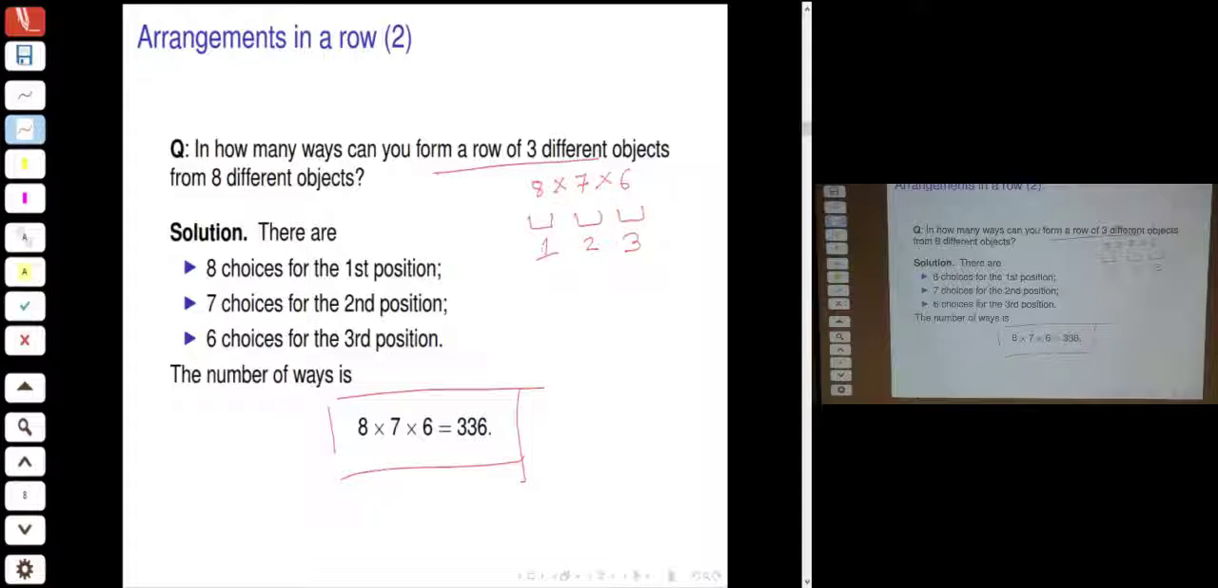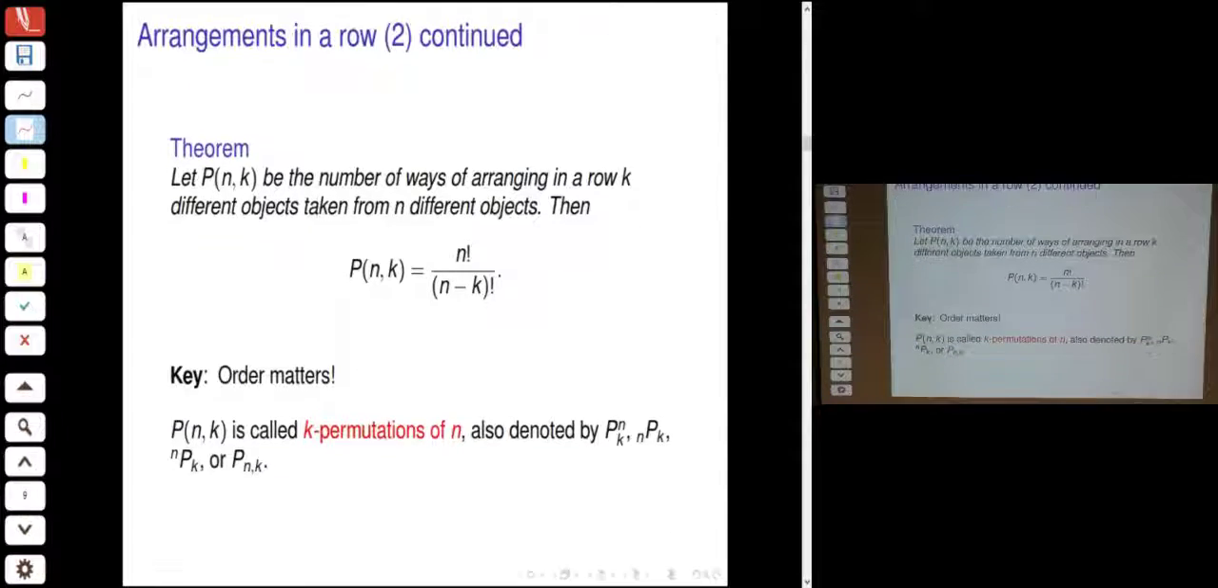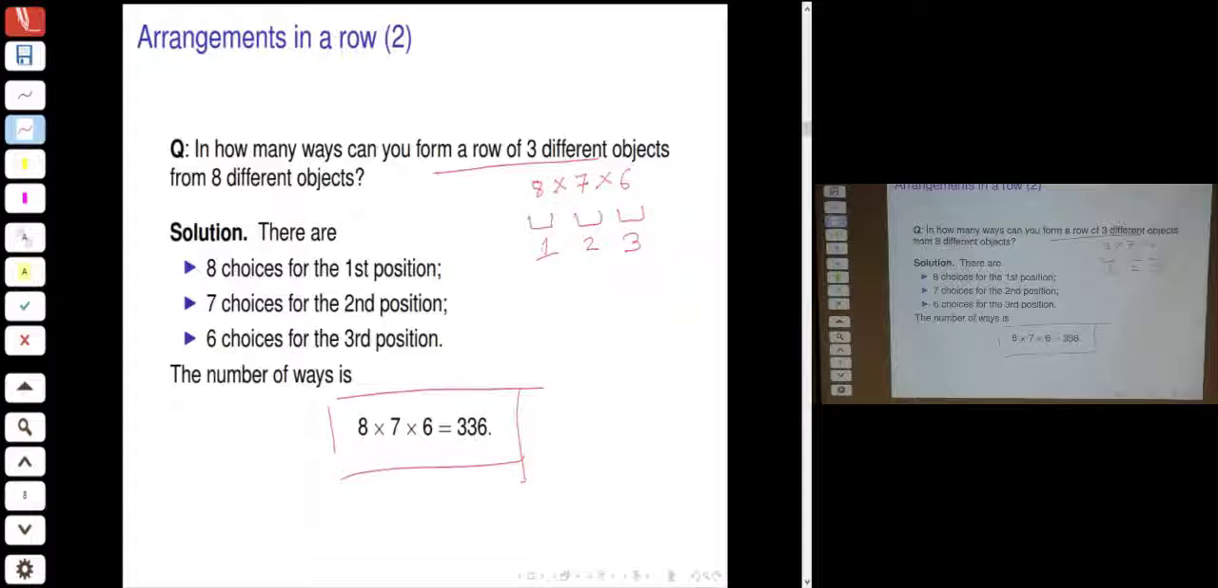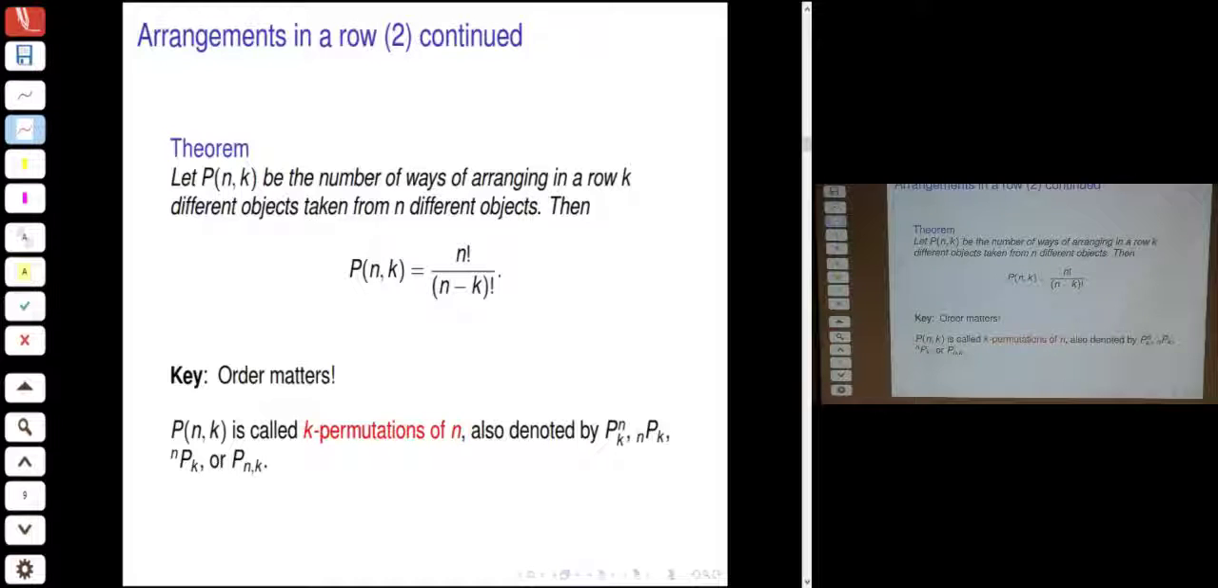Okay, so let us continue. So before the break, we were considering arrangement of different objects in a row. So here is a little result, a little concrete way of thinking about the number of ways of arranging a certain number of items, different objects in a row.